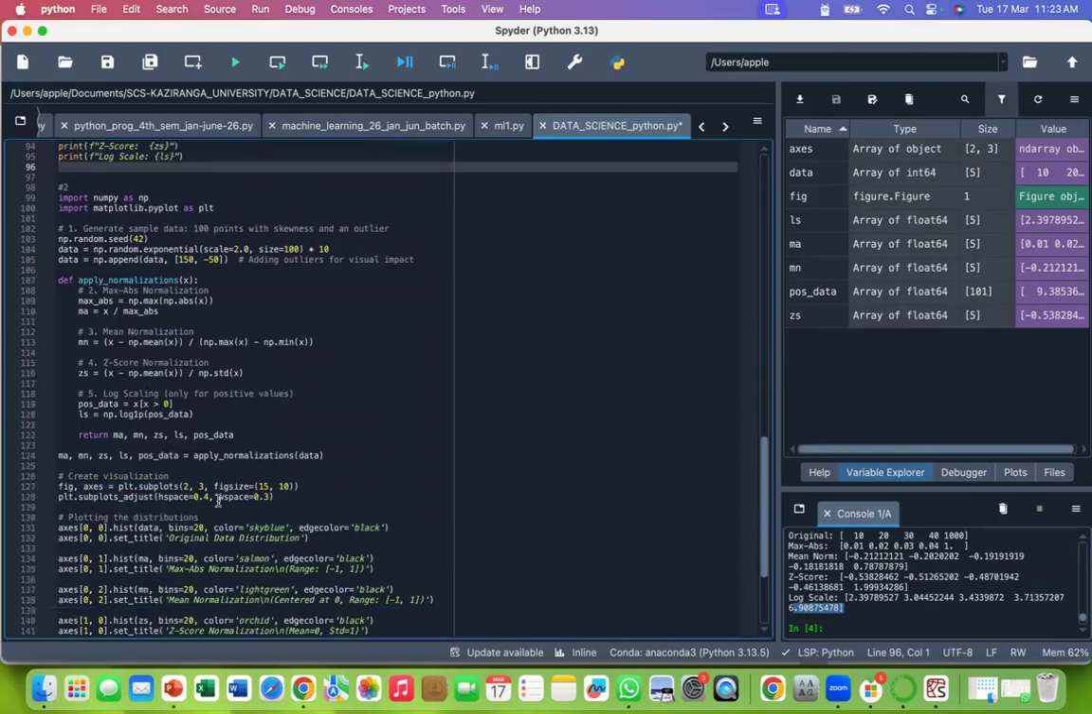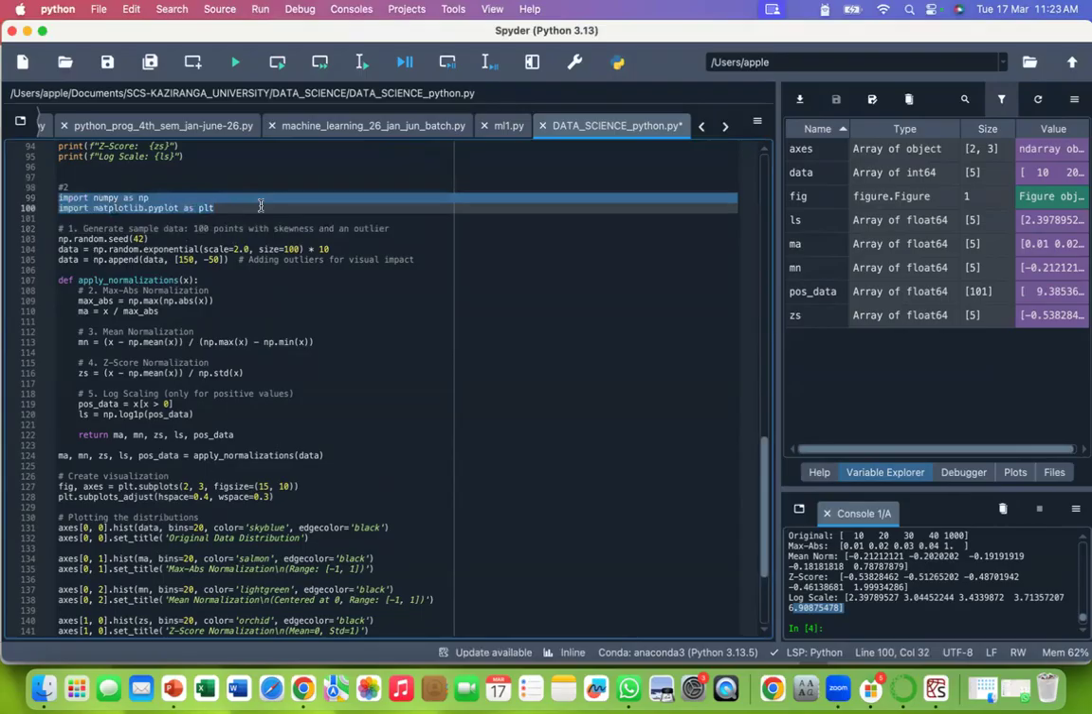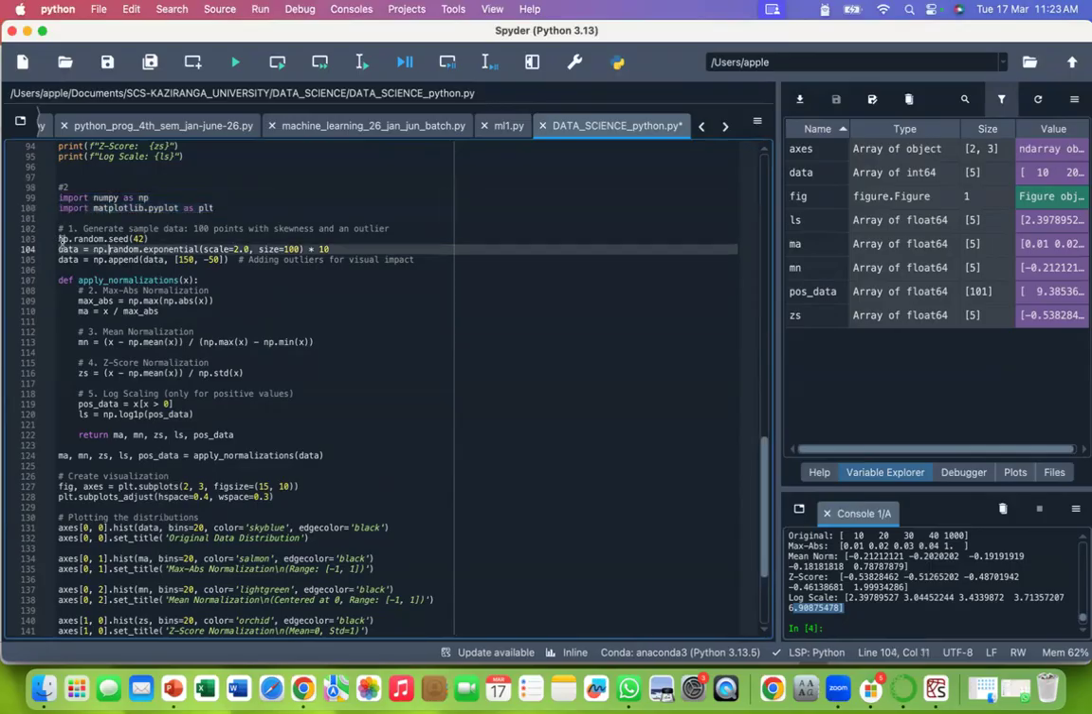Similarly, suppose we want a random data set. We generate sample data of 100 points with skewness and outliers. But we want some visualization. Import numpy as np, import matplotlib.pyplot as plt. So np.random.seed, why have we used this?